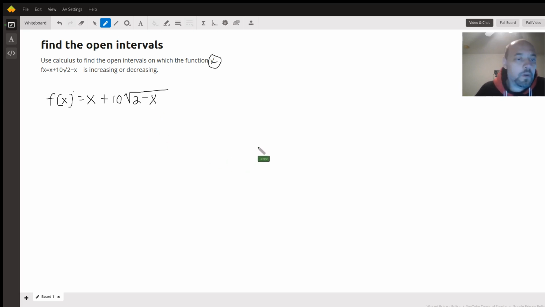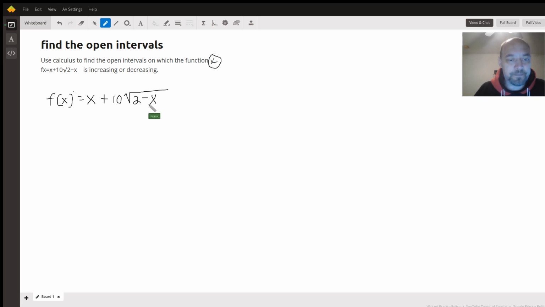So we have to find where it's increasing or decreasing. We have to find when the first derivative is positive, that will be increasing, and when the first derivative is negative, it's decreasing. So we have to find the first derivative and set it equal to 0, to find the critical points. Right away, I know one critical point.